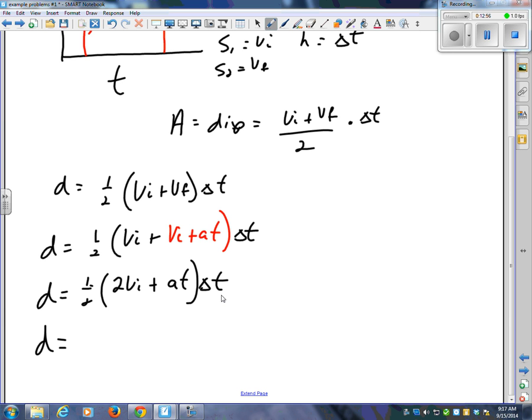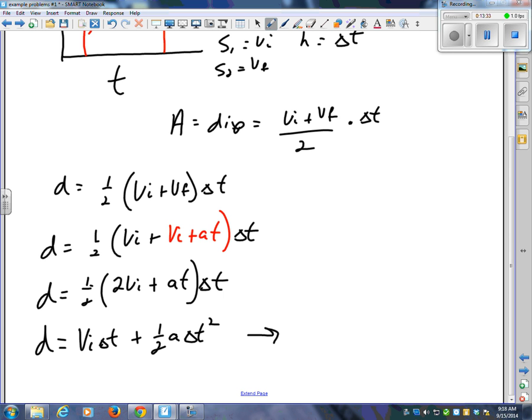So I'm going to write. Oh no! I'm going to take this times this times this, and then I'm going to take this times this times this. I'm going to put it in 2. You'll see it. This is it. We're done. Yeah, 1/2 times 2 VI times delta T is VI delta T. And now I go 1/2 times A times T times delta T is going to be 1/2 A delta T squared.